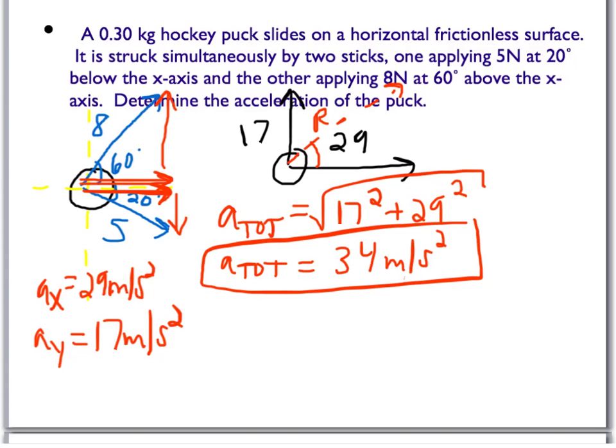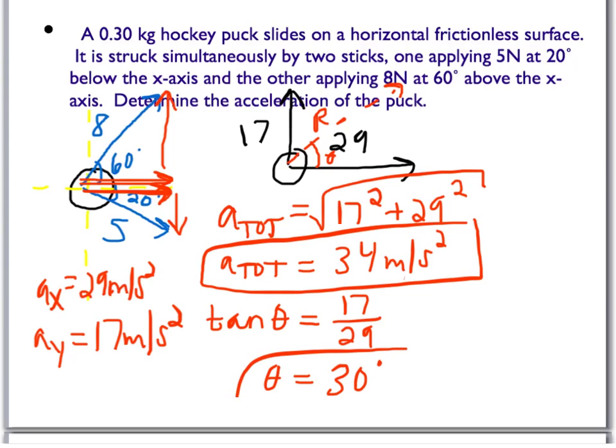But again, since this is a vector, I also want to give a direction for that, and direction for vectors are always given by an angle. So if I want to set up an equation for solving for theta, I could set up a tangent function where the tangent of theta is going to be equal to the opposite, or the 17, over the adjacent, or the 29. Solving for theta by taking the inverse tangent of both sides gives me an angle or a direction of this acceleration of about 30 degrees. So my total acceleration of the hockey puck is about 34 meters per second squared at a 30-degree angle, measured counterclockwise from the positive x-axis.